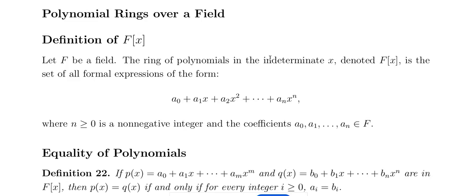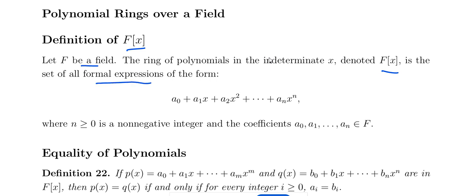Polynomial rings over the field F. First of all, the definition. F is the field; how to define F of x? The ring of polynomials in the indeterminate x, denoted F of x, is the set of all expressions of the form, the polynomial.